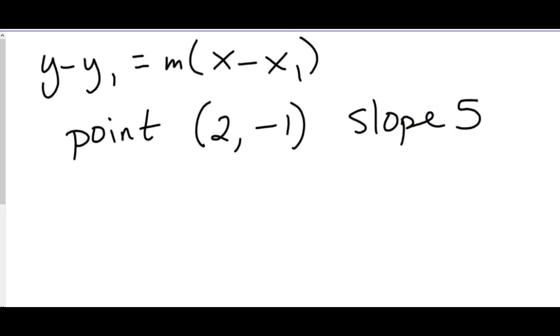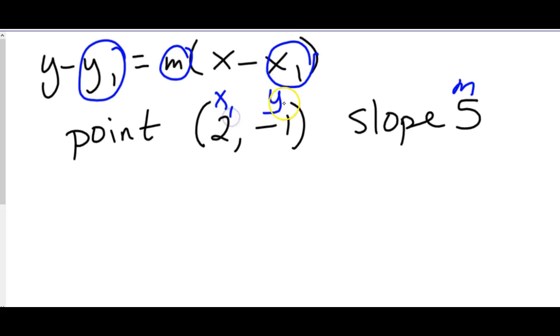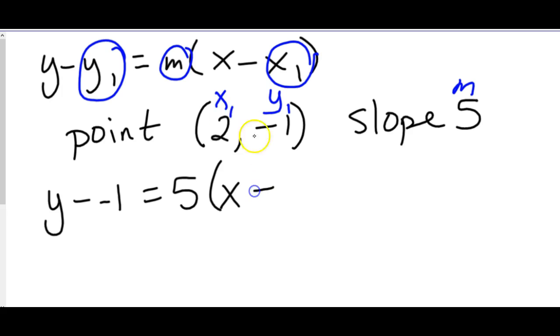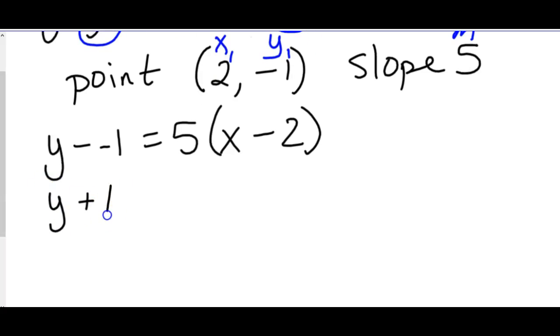The numbers in the equation we have to replace are y1, m, and x1. M still stands for slope, and in a coordinate we always know x goes first, y goes second. In this case we're calling them x1 and y1. So we'd have y minus y1, so y minus negative 1, equals m, which is 5, times x minus x1, which was 2. Now if you have a minus minus next to each other, you do have to make it a plus.